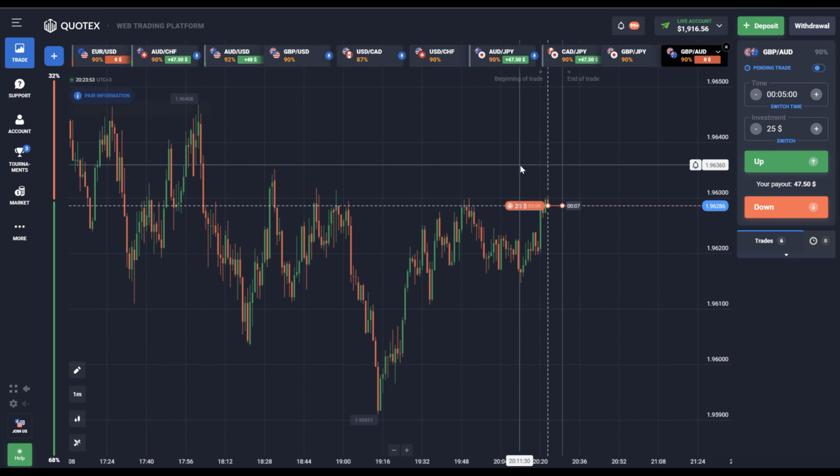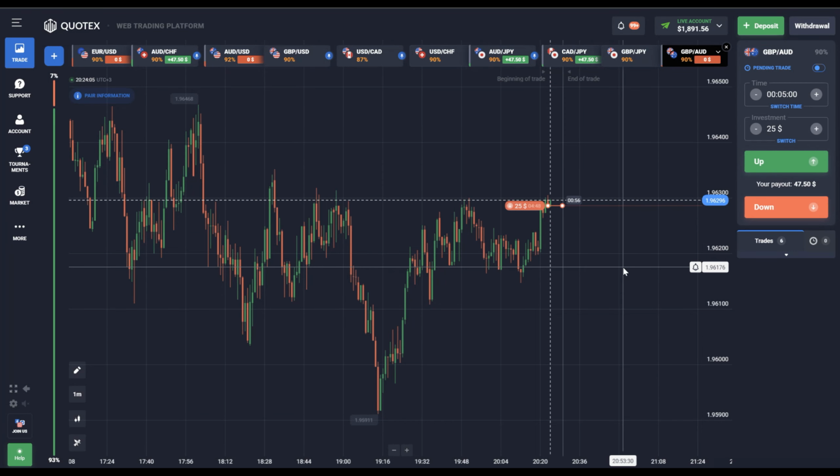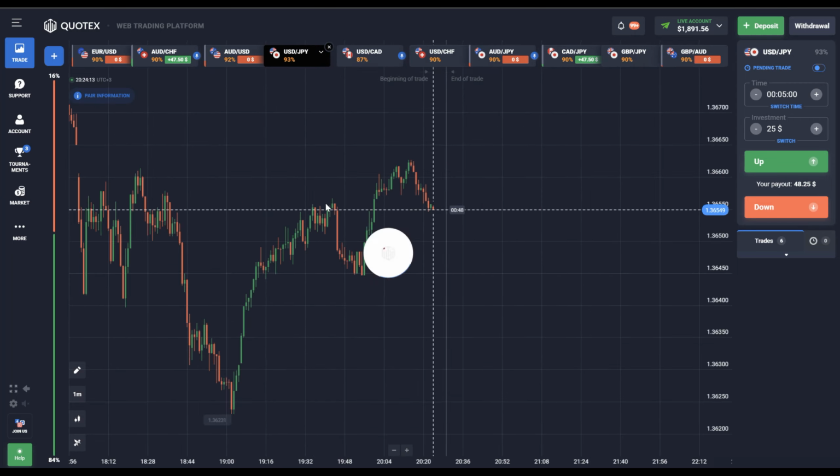British pound, Australian dollar. Open a trade to decrease at this resistance zone. It's all quite simple here. We clearly see that the price consistently reverses from a certain specific zone. So we should open a trade in the opposite direction.